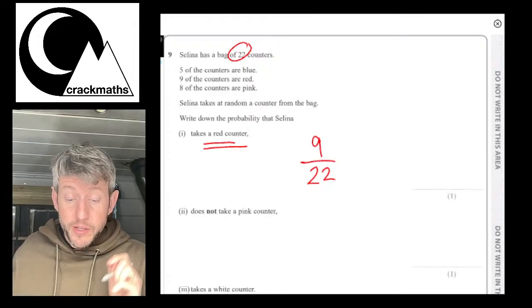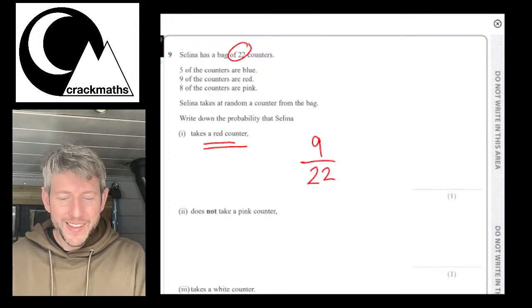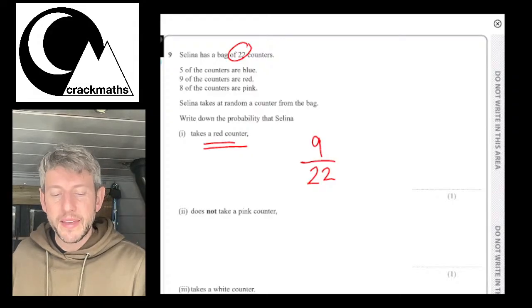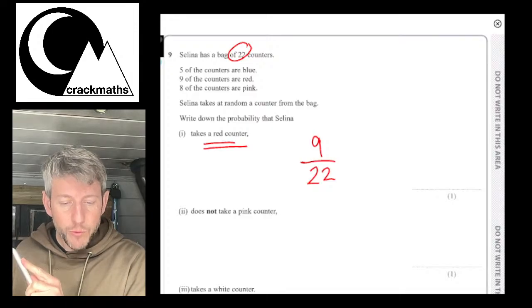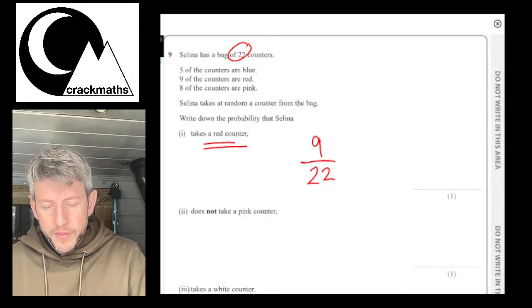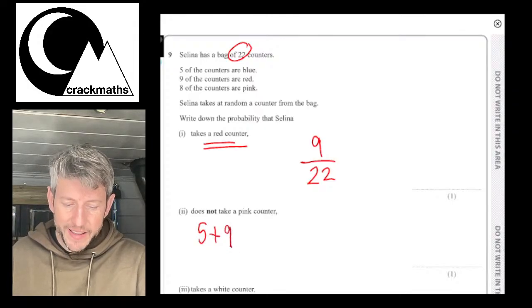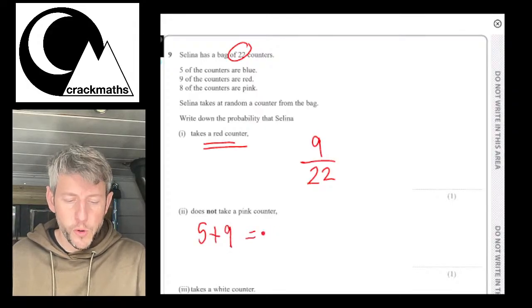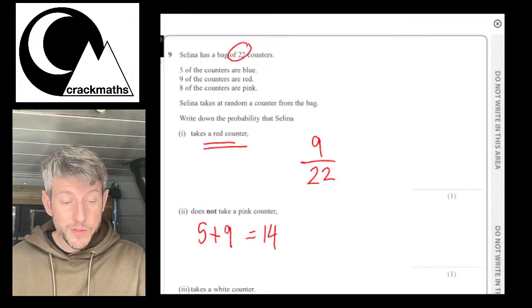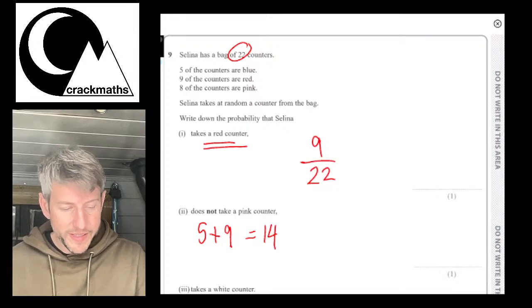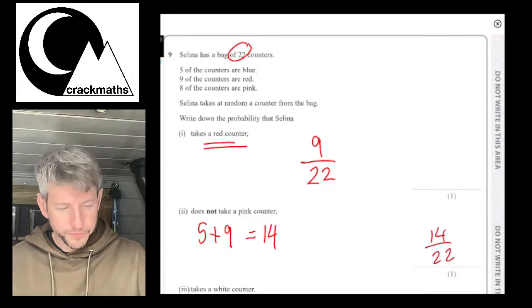Next one. Does not take a pink counter. Aha, so they're being tricky here. So not taking a pink counter means that she's taking a blue counter or she's taking a red counter. So there's 5 blue counters plus 9 red counters, which makes 14 counters. Okay, so we've got 14 counters here out of 22. So this one will be 14 out of 22.